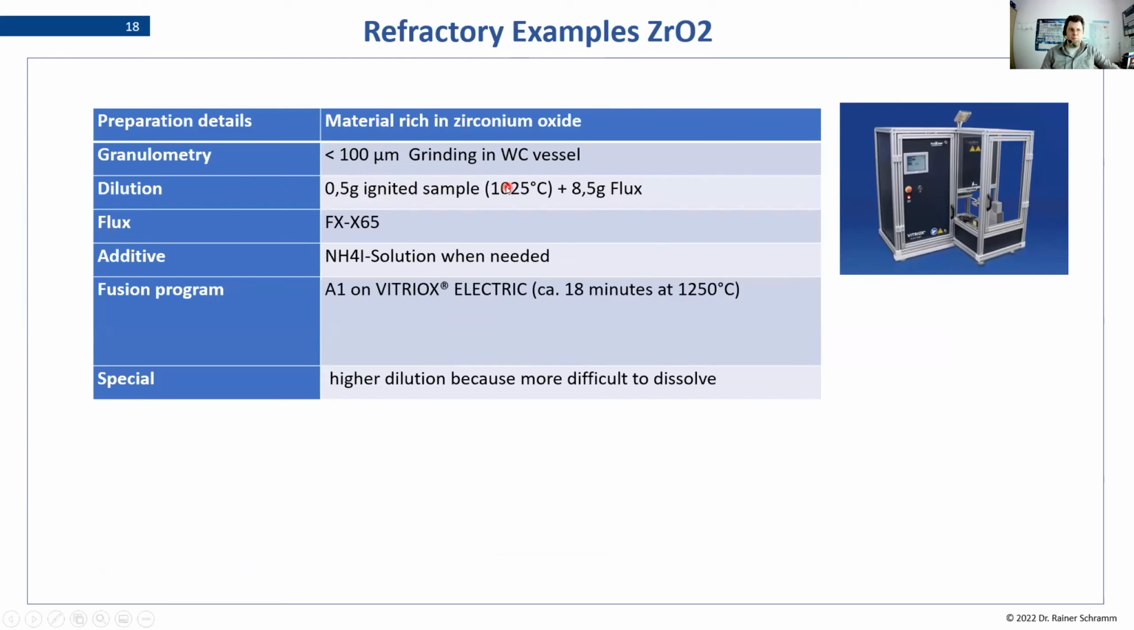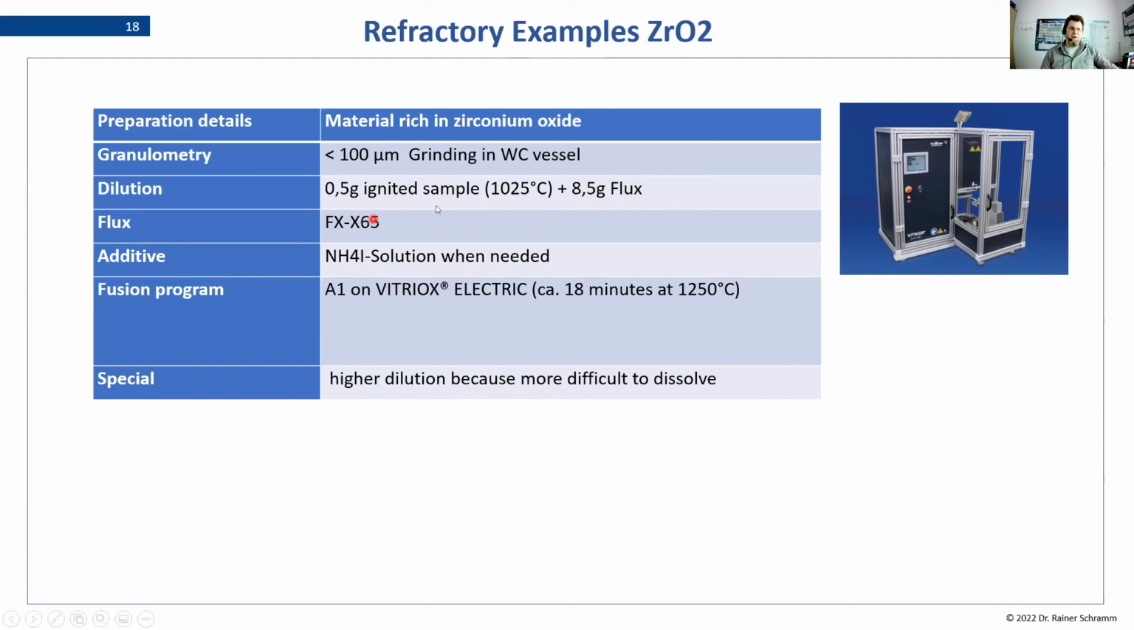We do treat in the furnace until mass costs at 1025, and then the flux is 8.5. So the total is the same, but the ratio is almost double. Also, flux is the same, and again the additive is the same if needed. So we add it when necessary. And also fusion parameters is the same.